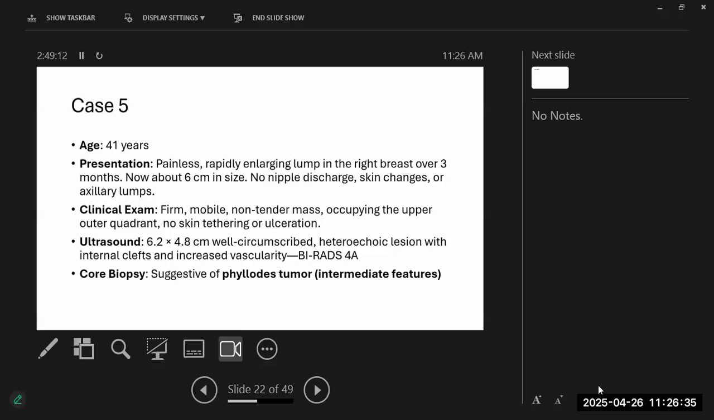Yeah. So this is a 41-year-old patient presented with a painless, rapidly enlarging lump in the right breast over 3 months. It's about 6 centimeters in size, no nipple discharge, skin changes, or axillary lumps. On clinical examination, there was a firm, mobile, non-tender mass occupying the upper outer quadrant of the breast. Ultrasound showed a 6 by 5 centimeter well circumscribed heteroechoic lesion with internal cleft and increased vascularity. BIRADS 4A. Core biopsy suggestive of phyllodes tumor with intermediate features.